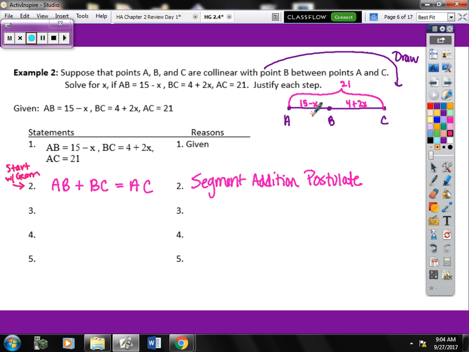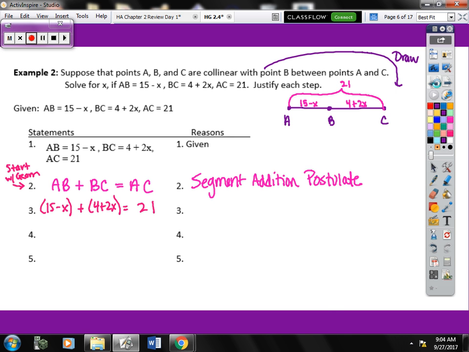AB is 15 minus x. BC is 4 plus 2x. And AC is 21. I have to justify. What do you think allows me to do that? Yes, we substituted values in.